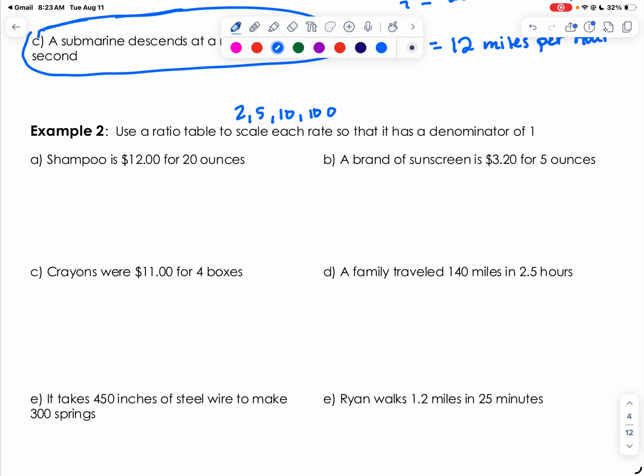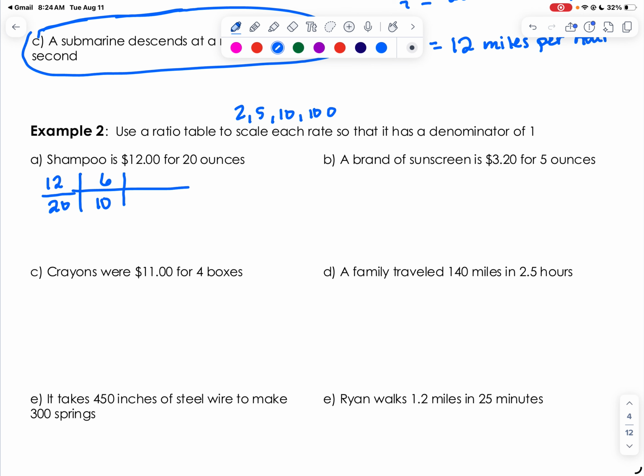Shampoo is $12 for 20 ounces. So we're going to take our cost, $12 for 20 ounces. And what we want to do is scale that 20 down to 1. And to do that, I'm going to use friendly numbers. Like in this case, I'm going to use 10, because 10 is half of 20. So if I take half of 20, I must also take half of the 12.